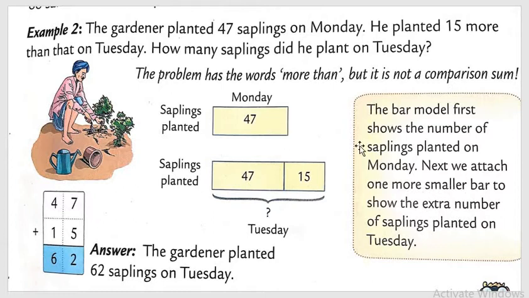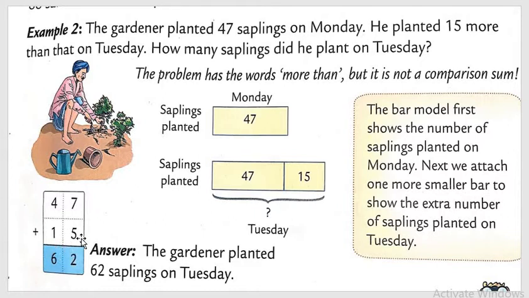We do the addition, not a subtraction or a comparison. We do the addition because of the words "more than," but it's not a comparison sum, and we do not do subtraction. How is it possible? If I explain, 47 minus 15 would not tell us what he planted on Tuesday. So here 47 plus 15. Got my point, all students?